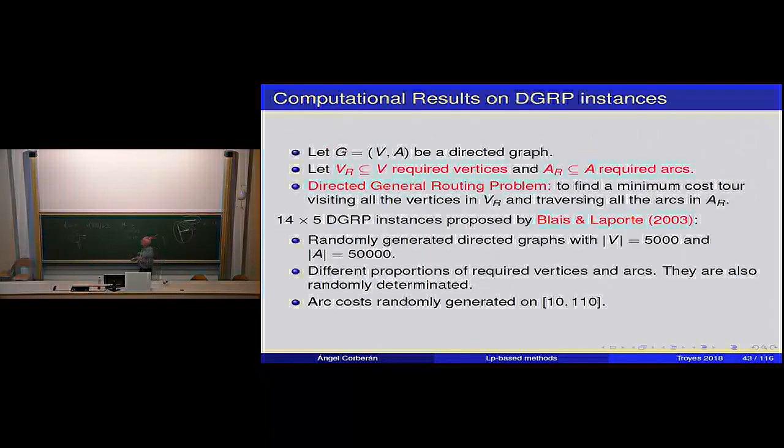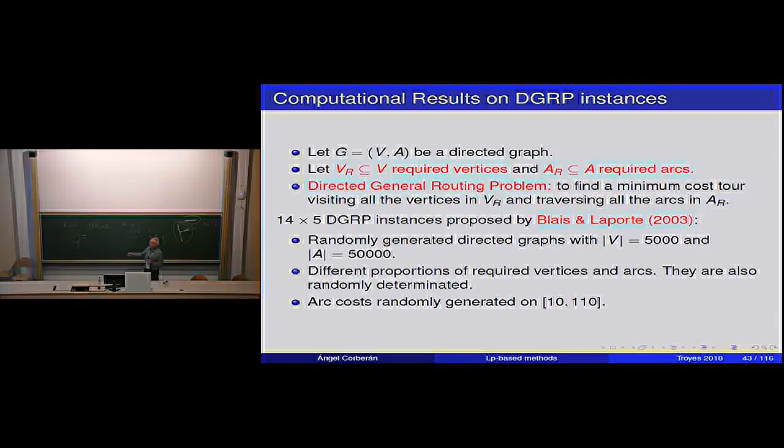Okay, but how good is your algorithm? You have not compared with somebody else. In order to do that, we compared with a more general problem, with results obtained by Gilbert Laporte and another guy, Blais, in 2003, in a generalization of this problem. This is called the general routing problem that has been mentioned here before.